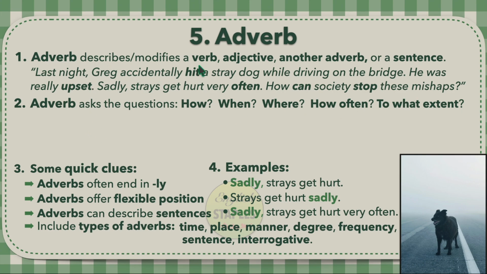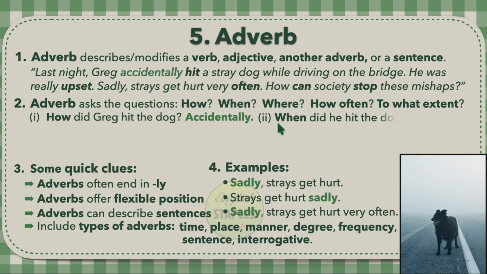Let's ask some questions. Let's identify the adverbs. How did Greg hit the dog? Greg accidentally hit a stray dog. So how? Accidentally. Let's ask another question. When did he hit the dog? Last night, Greg accidentally hit a stray dog. So it's last night.